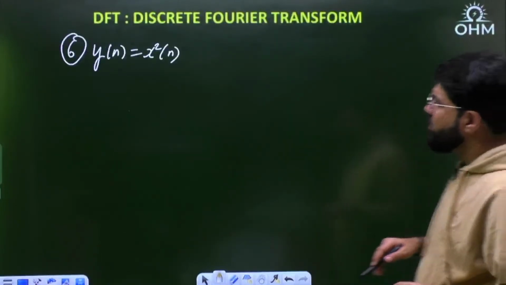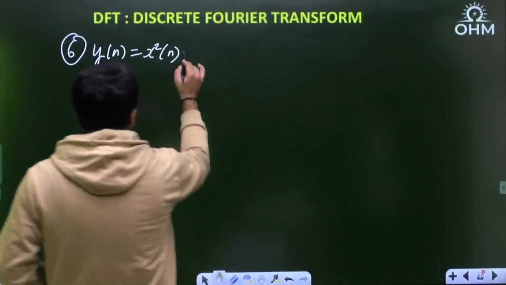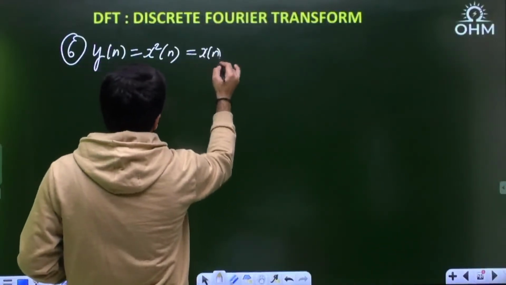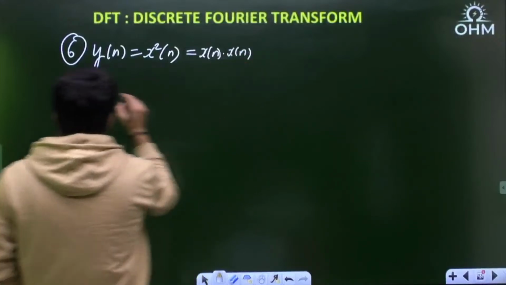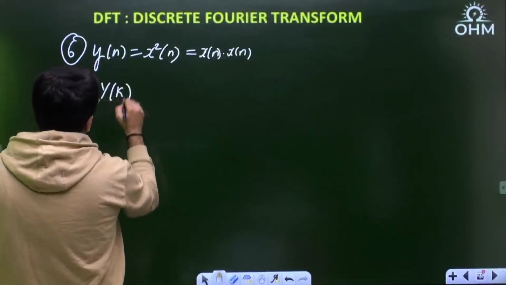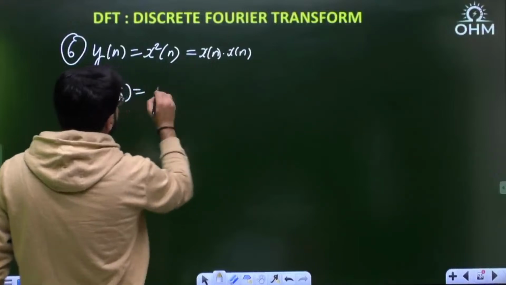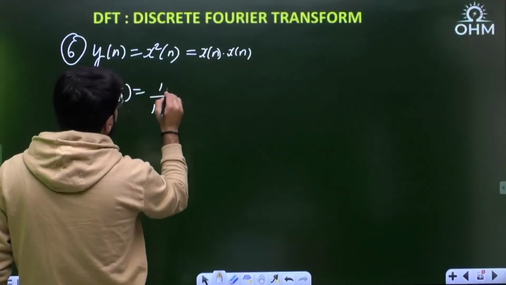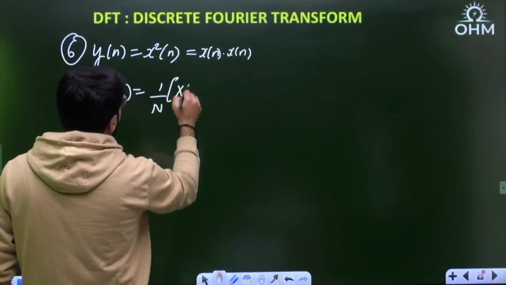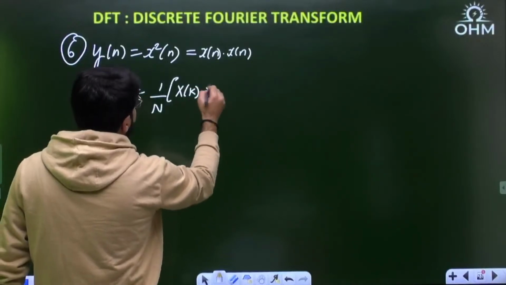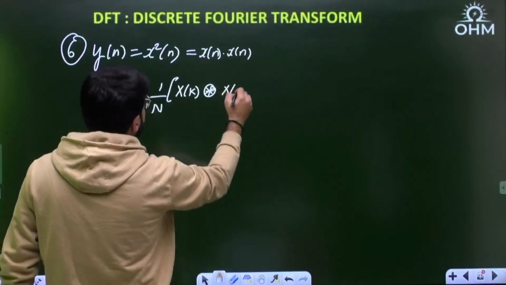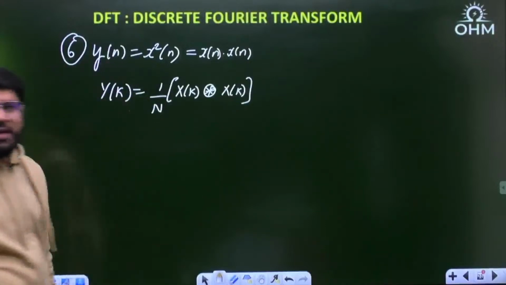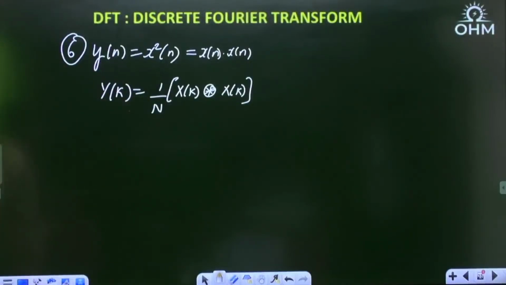We were on the sixth case, y[n] equal to x square [n], and what is x square [n]? It is x[n] into x[n]. So what is Y[k]? Multiplication in time is convolution in frequency. 1 upon N, convolution of what? X[k] with X[k] only. Same signal multiplied, so the same DFTs you have to take. 1 upon N, X[k] circular convolution X[k]. Okay.